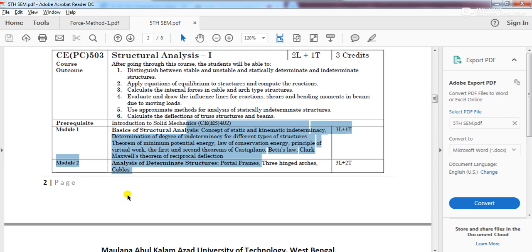Yes, numerical will be there. Class test questions will be something like 5 marks, kind of plain objective.